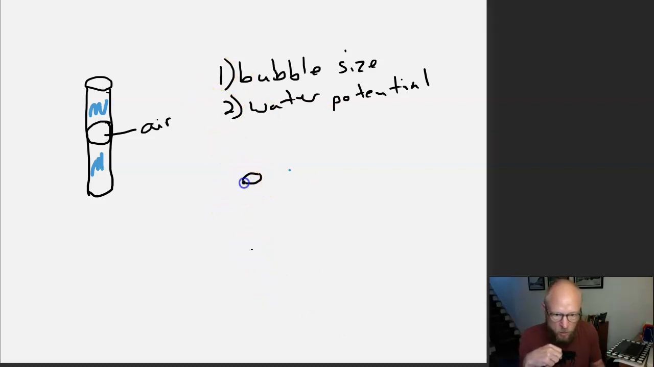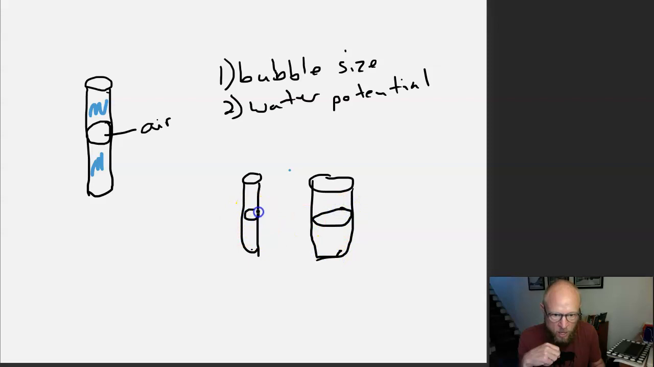vessels. When these freeze, the one on the right has a much larger bubble. And so that's going to be harder for that bubble to go back into solution when it thaws. And so let's say both of these were at minus 1.5 megapascal. I'm not going to draw the units. That means this one's probably going to cause an embolism at minus 1.5, but this one's really small and it won't form an embolism at 1.5. But if the water potential gets low enough, this one might also form an embolism.